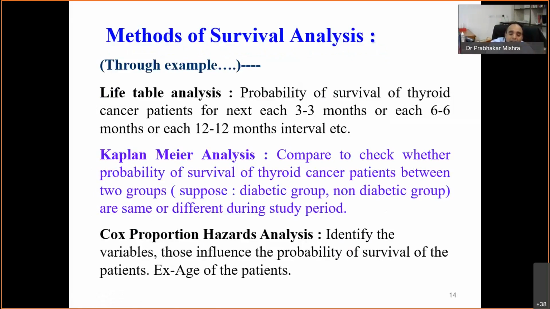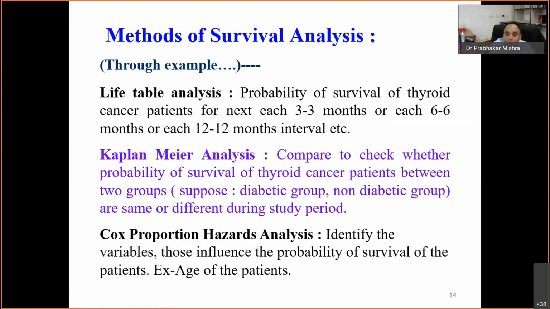When we are using life table analysis, for which objective is it used? Probability of survival. I have discussed the application of these three methods with an example that I gave earlier of a thyroid cancer patient. So based on an example, I have defined these three methods.